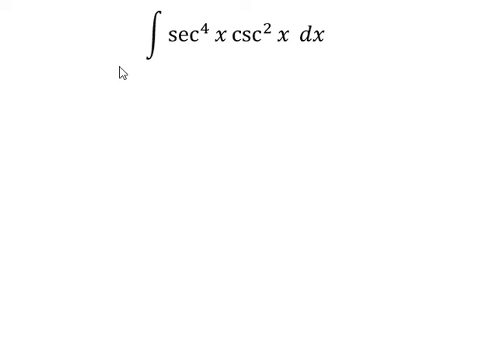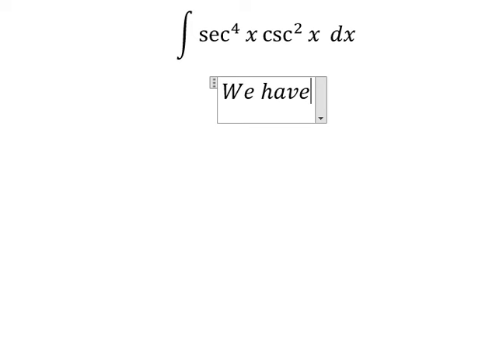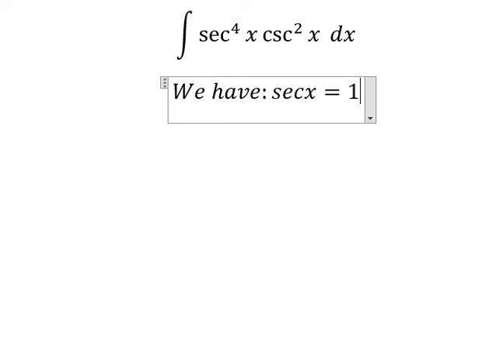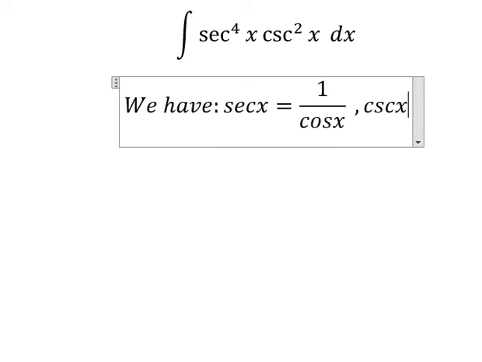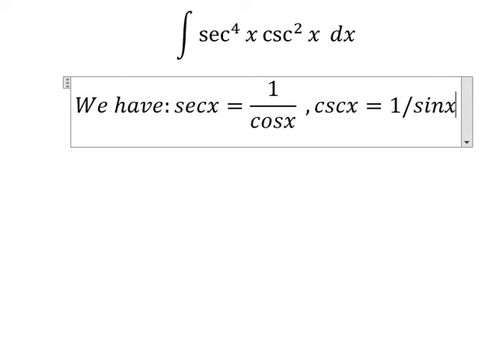The topic today is about integration. So now I will show you how to answer. We have the formula in here, that is about secant of s equal to 1 over cosine s and cosecant of s equal to 1 over sine s.